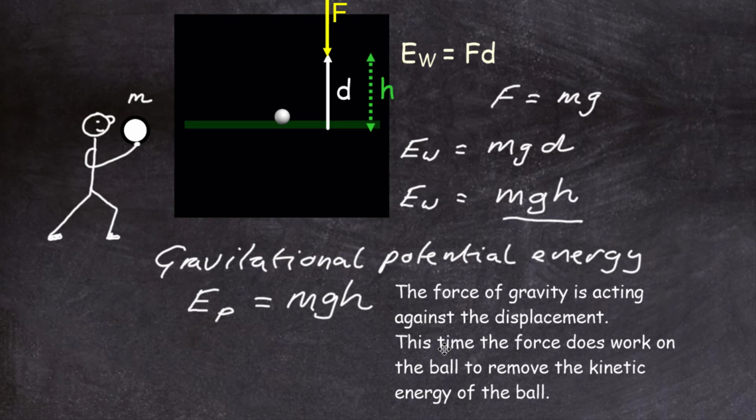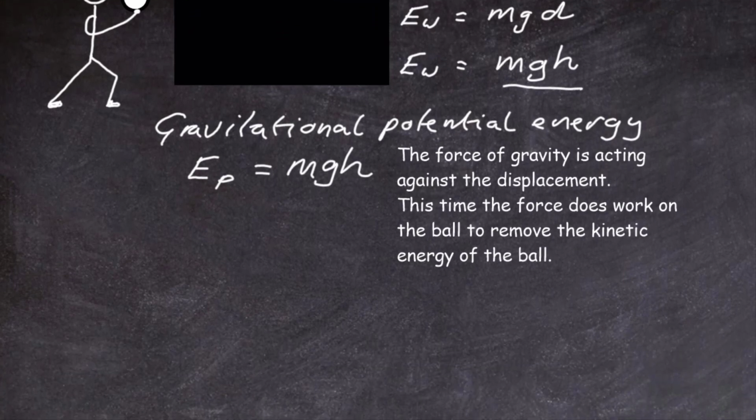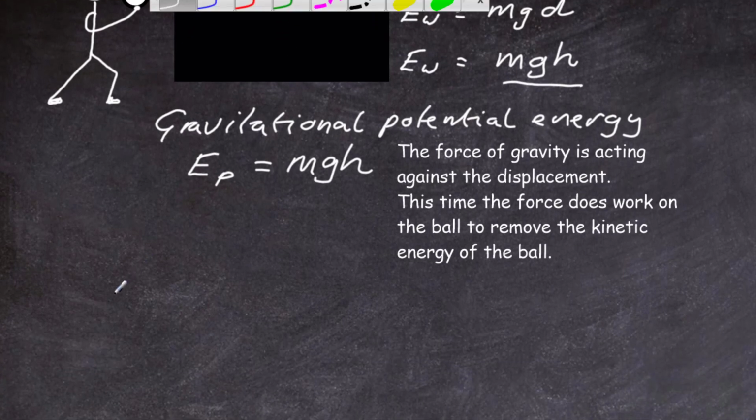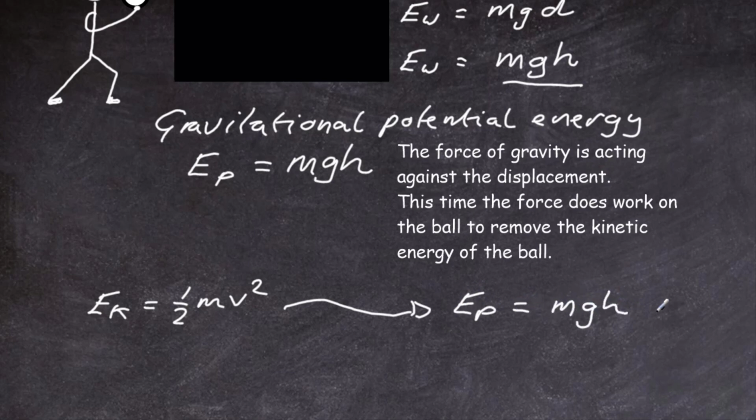I can summarise up the following statement. The force of gravity is acting against the displacement. This time the force does work on the ball to remove the kinetic energy of the ball. So we have a strange situation here. As the ball is leaving the person's hand, it's going to have kinetic energy, equal to 1/2 times its mass times the speed at which it left your hand. When it reaches the very top of its flight, all that energy has been transferred into gravitational potential energy, which we've got equal to m, g and h.